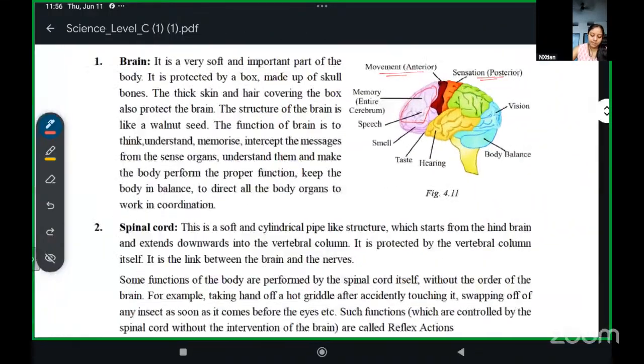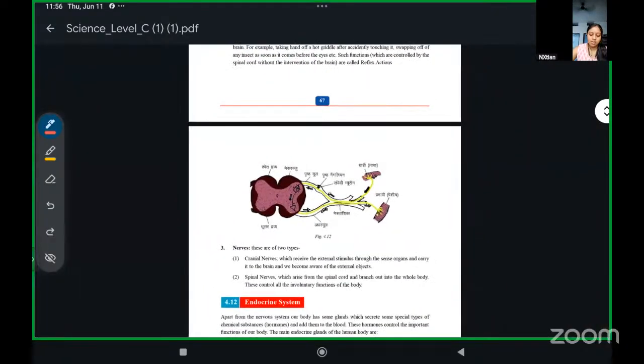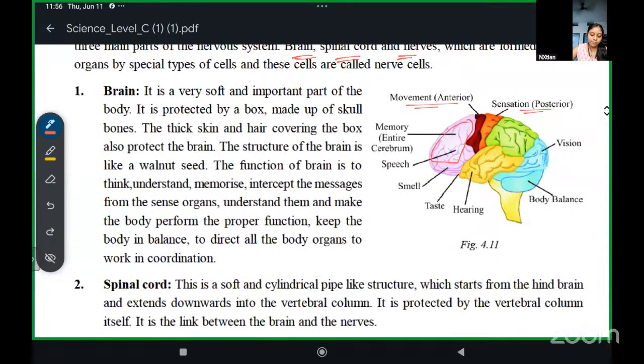The brain, the spinal cord, and the nerves. First we'll talk about the brain. The brain is a very soft and important part of the body. Like I told you earlier, all these important organs are protected by bones, the heart, the lungs. The brain is also protected by a structure of bones called the skull. Inside the skull, our brain is present.